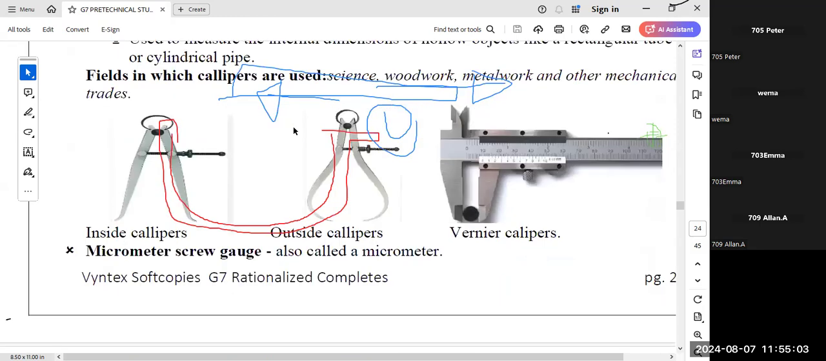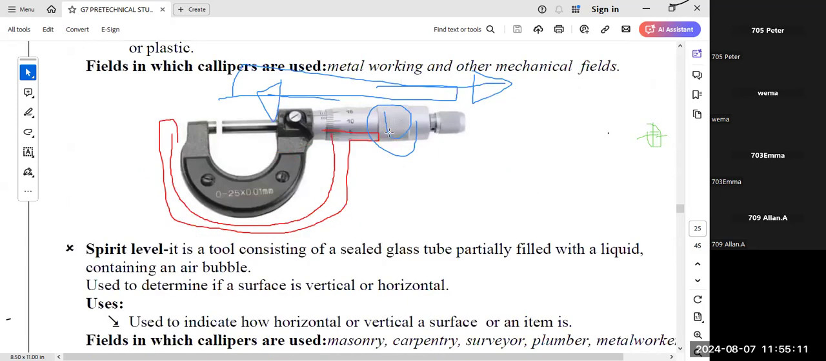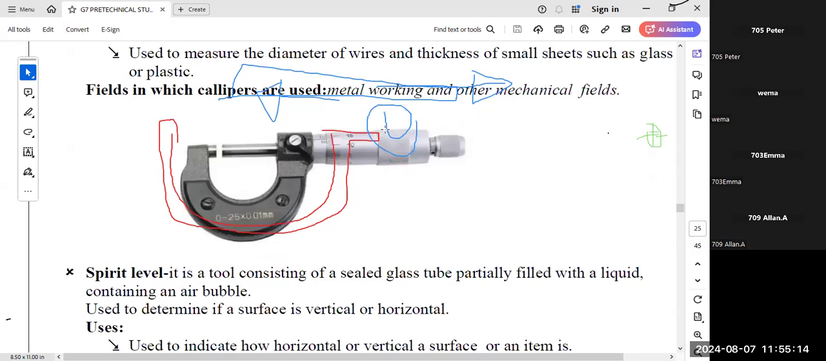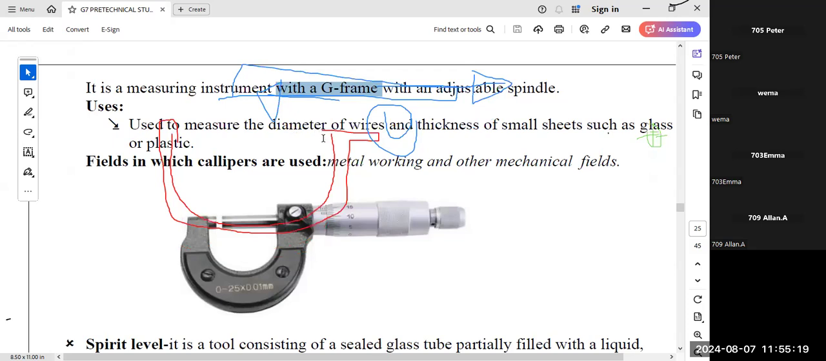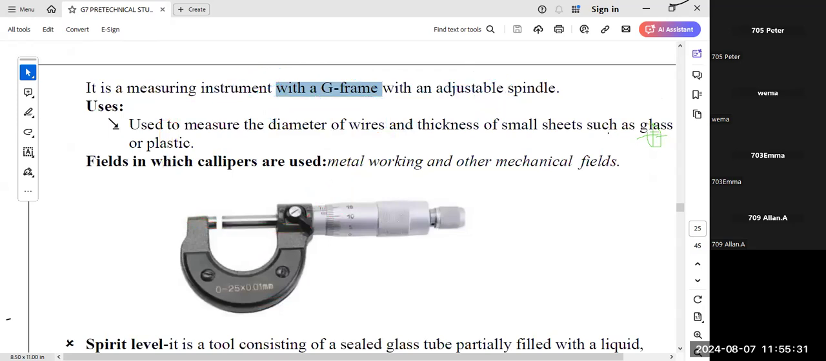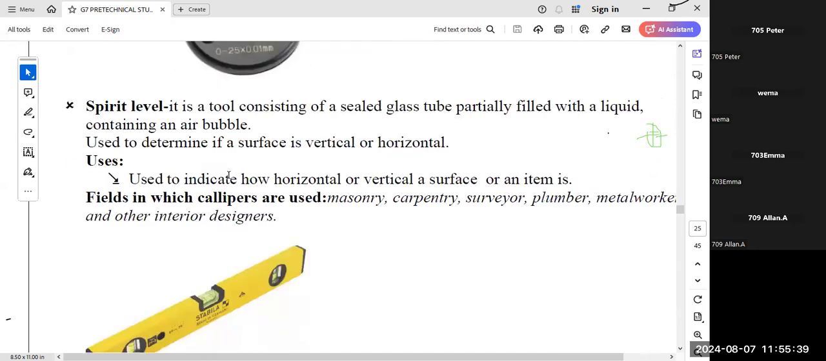Calipers, we have different examples, e.g. inside caliper, outside caliper, and the vernier calipers. Now, for the micrometer screw gauge, we have said it is used to measure the diameter of wires and the thickness of small sheets, such as glass or plastic. Now, we have the spirit level as another measuring tool.